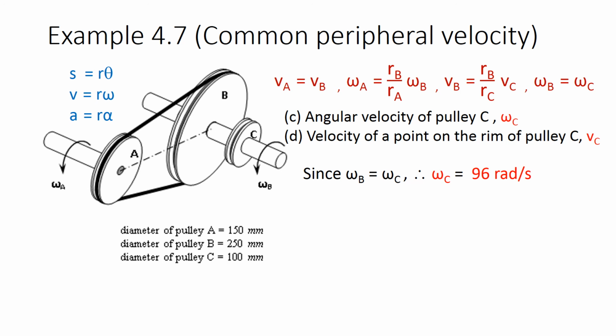So finally, we are asked to find the velocity of a point on the rim of pulley C, which is essentially the linear velocity VC. And by applying the V equals R omega formula, we are able to determine VC, which is equal to 4.8 meters per second.